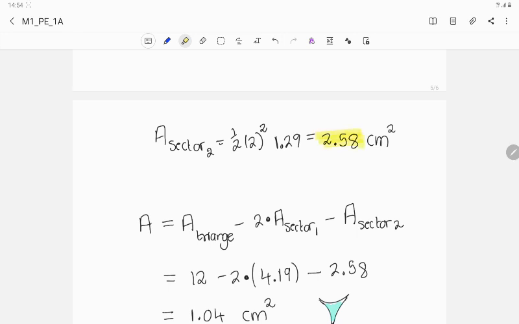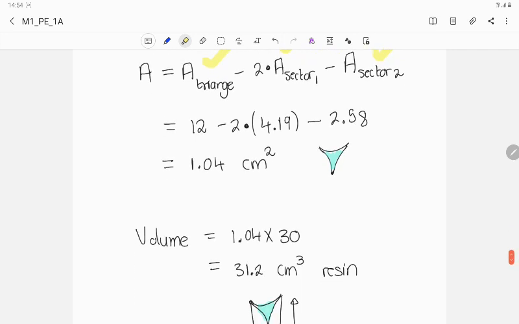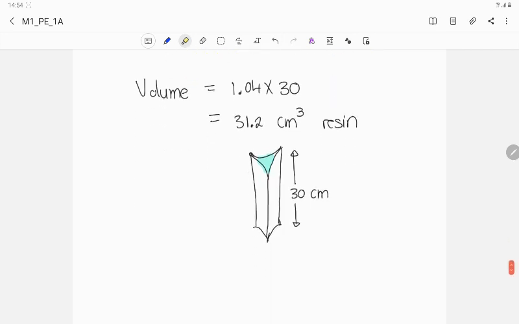I'm now ready to calculate my turquoise area. It's the area of the triangle minus 2 of the sectors of the bigger circle minus the sector of the smaller circle, leaving us with that turquoise area being 1.04 square centimeters. Now we're going to go over to the volume calculation. Because this is a uniform body, all I need is the depth, which is 30. And you are done.